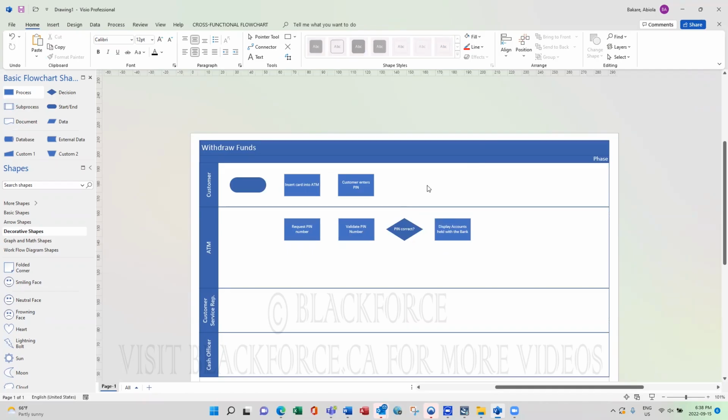And then what happens after the account details? The ATM has displayed the accounts that the customer has at the bank. What happens next? Then the customer chooses which account, selects which account. Fantastic. Put a process in there: customer selects account to debit.